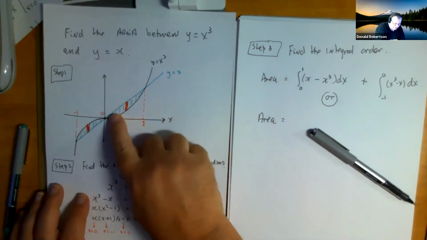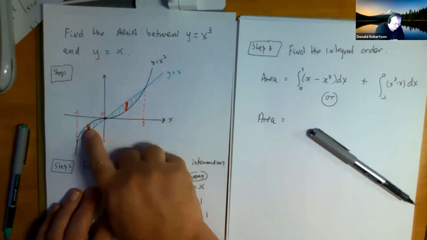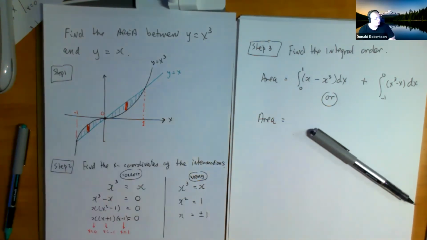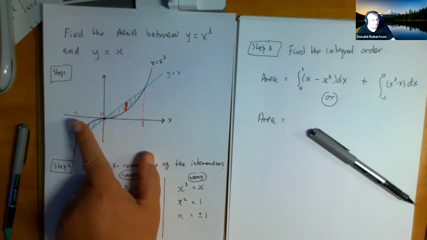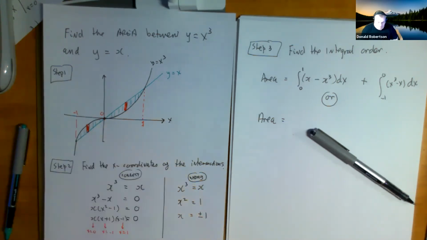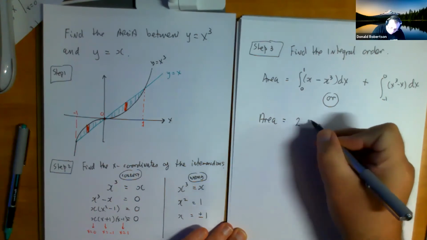Although this isn't to scale, would you agree that this piece is the same size as that piece? It might not look it, but if I drew it to scale, wouldn't this piece here be the same size as this piece here? So really, couldn't I just find one of them and double it?